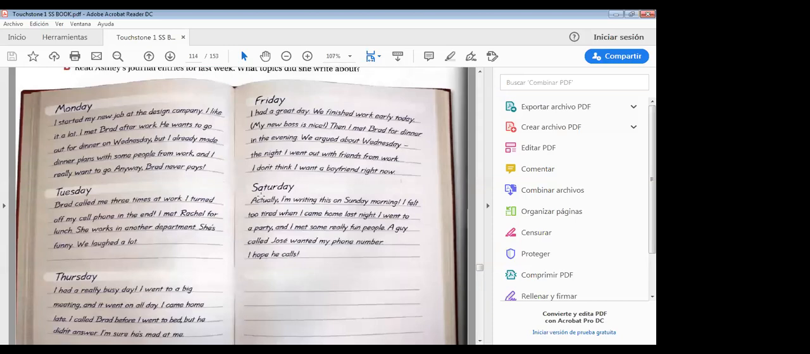Monday, I started my new job at a design company. I like it a lot. I met Brad after work. He wants to go out for dinner on Wednesday, but I already made dinner plans with some people from work, and I really want to go. Anyway, Brad never pays. Tuesday, Brad called me 3 times at work. I turned off my cell phone in the end. I met Rachel for lunch. She works in another department. She's funny. We laughed a lot.